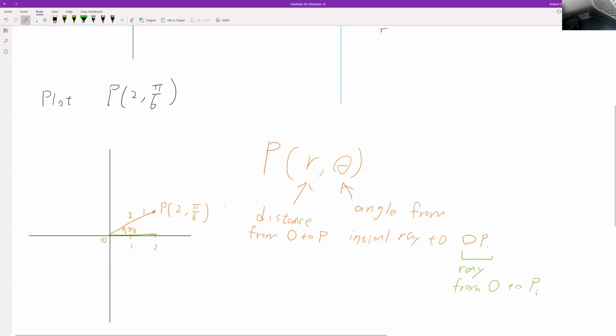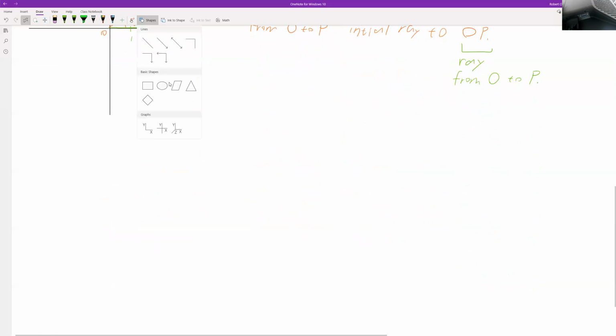So essentially, the green line will be the initial ray, the initial side of the angle, and the orange will be the terminal side, which is the one we want. So on the end, this point will have the polar coordinate of 2 and pi over 6. Now we actually have some names for polars. So let's just talk a little bit about that. All right, here we go.